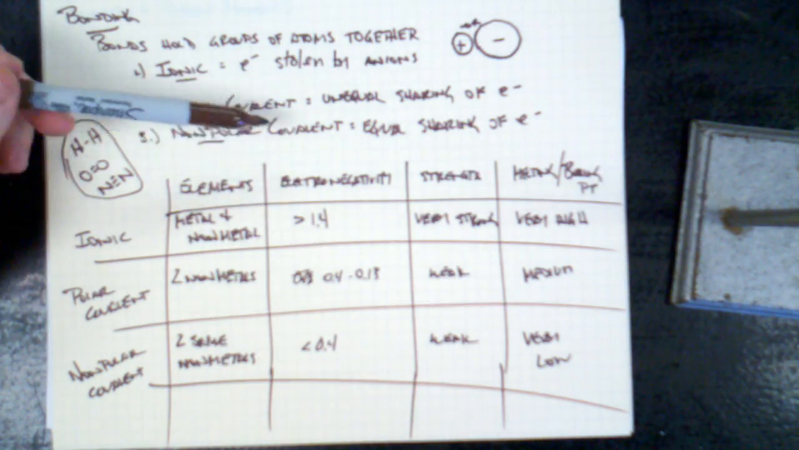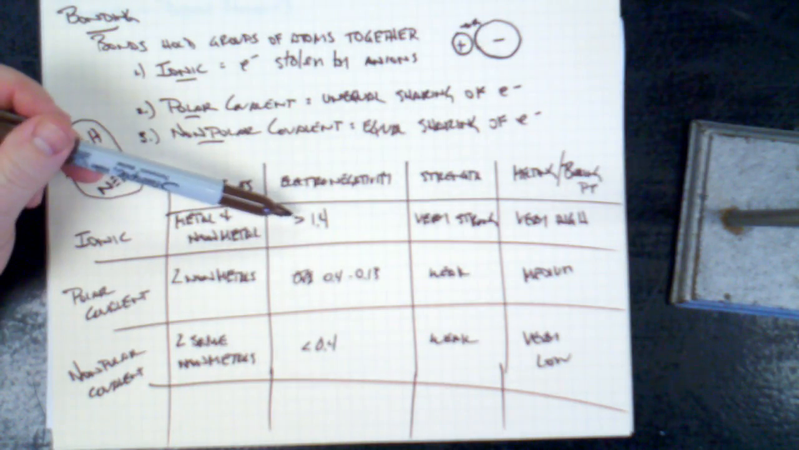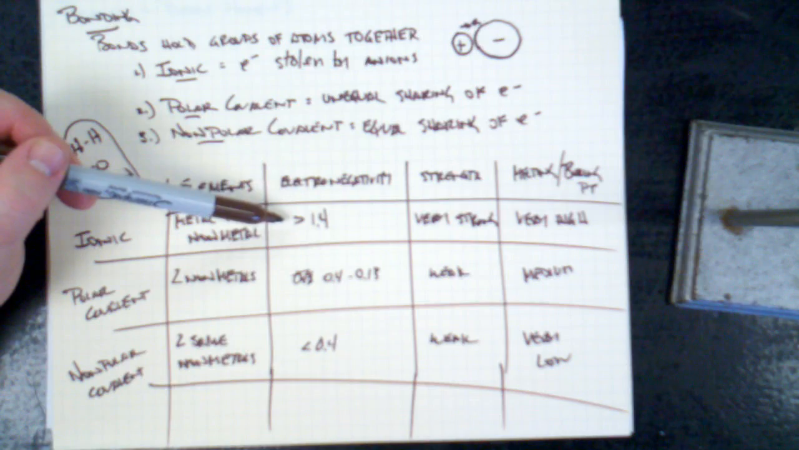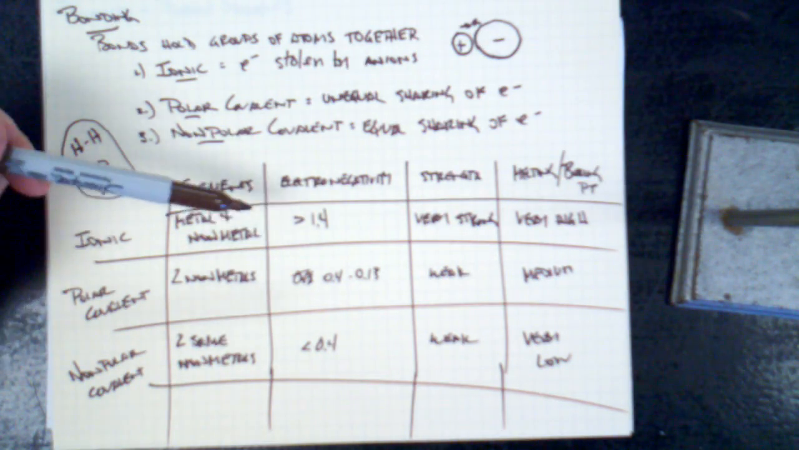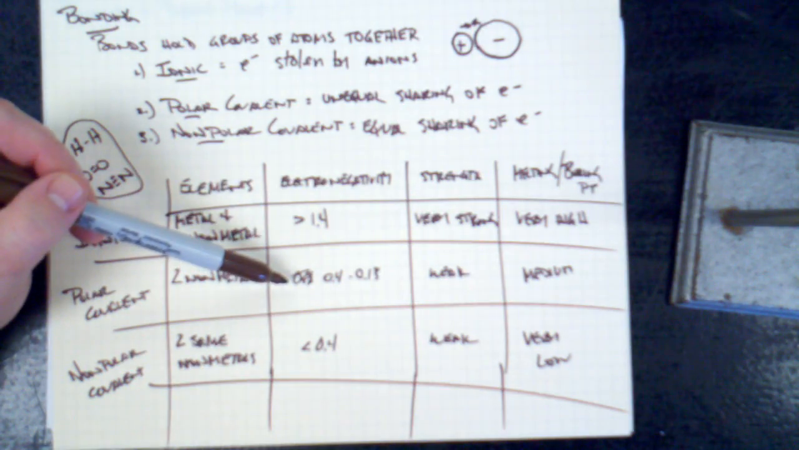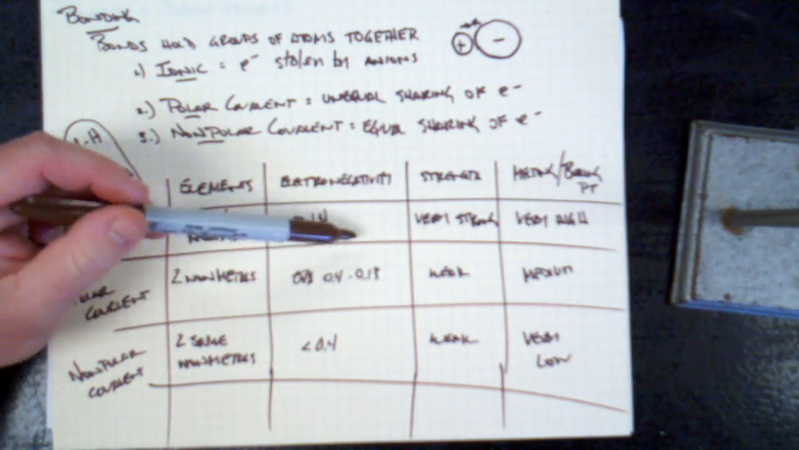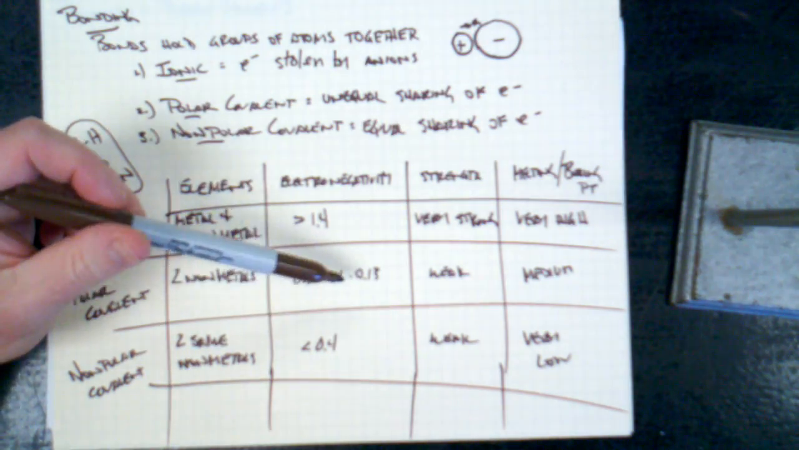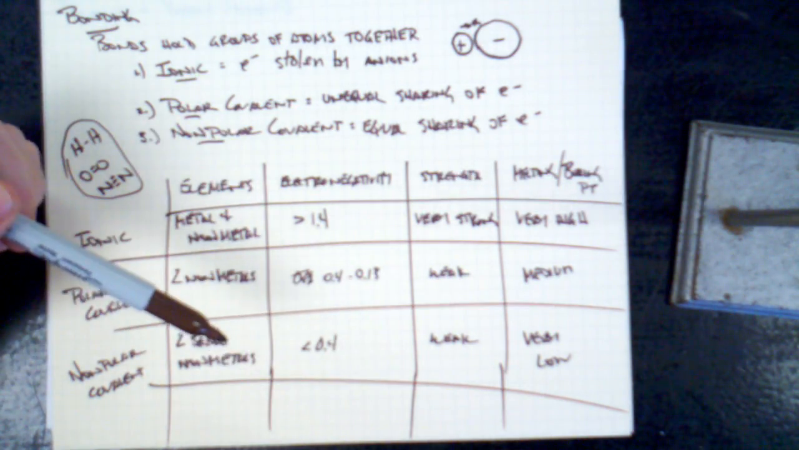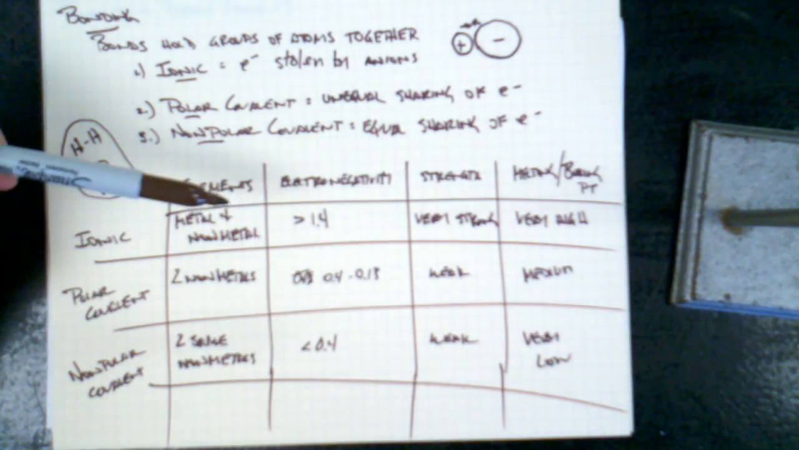The reason that we have this stealing going on with ionic bonds is that the electronegativity difference is very large, and so it takes the electron completely away and never shares. Polar covalent bonds have much smaller differences in electronegativity. Nonpolar covalent bonds have tiny differences in electronegativity.